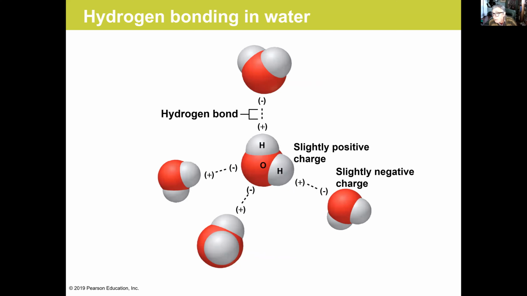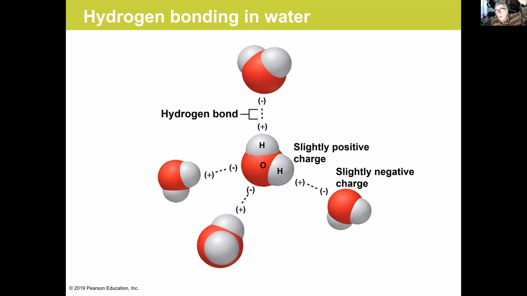Every water molecule makes several bonds with nearby water molecules because, as I mentioned, the hydrogen side of the water molecule has a positive charge, the negative side has a negative charge, and remember, opposite charges attract. So the positive side of one water molecule is attracted to the negative side of the other molecule. And these are really, really weak bonds. They're the weakest of all the bonds.